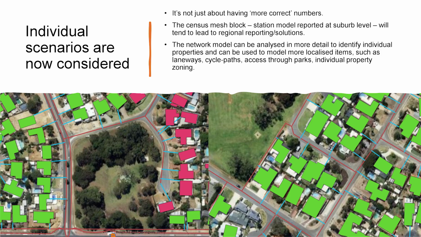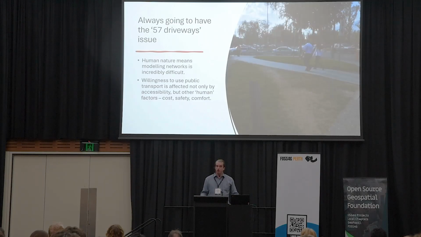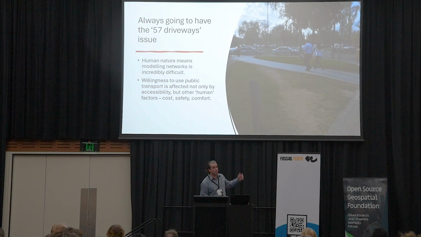And individual scenarios are now catered for. So in that picture there, some of those buildings are apartments. Some of them, it's not serviced because it's not connected to the network, but it was included in the isochrone. This allows individual scenarios to be taken into account as opposed to regional type problems. At the end of the day, though, this was mentioned earlier before as well, we're always going to have this 57 driveways issue. Humans are humans, and we're going to do things like what we do in that path there.